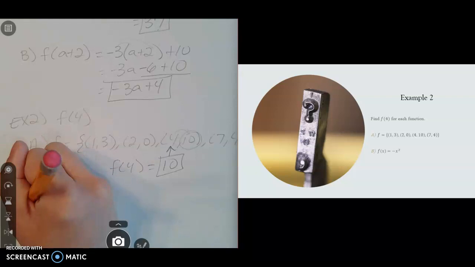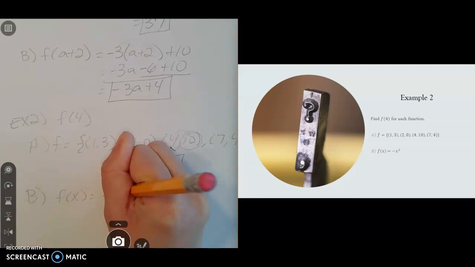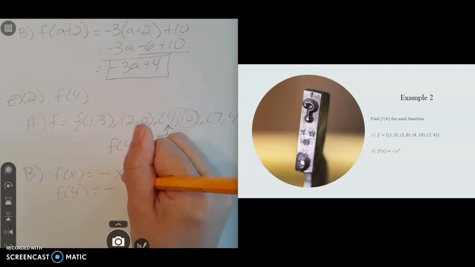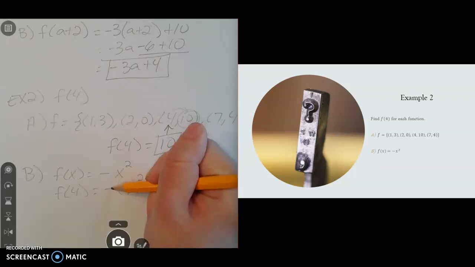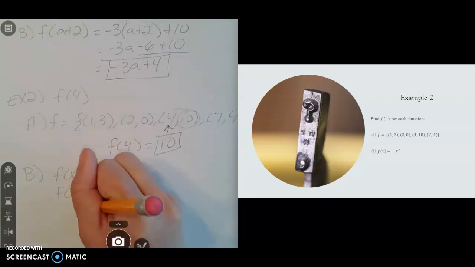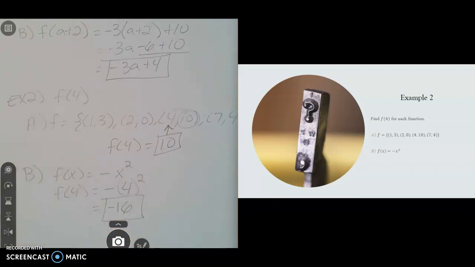Alright, what if I have an equation? In part B, we've got f of x equals the opposite of x squared. So for f of 4, I'm going to input 4 for my x. You'll notice that it's not negative x squared, it's the opposite of x squared. That negative's not in parentheses. So with order of operations, we're definitely going to do exponents before we multiply by the negative 1 outside. So 4 squared is 16, and then it's going to be the opposite of 16, which would be negative 16. And that's our output when x is 4.